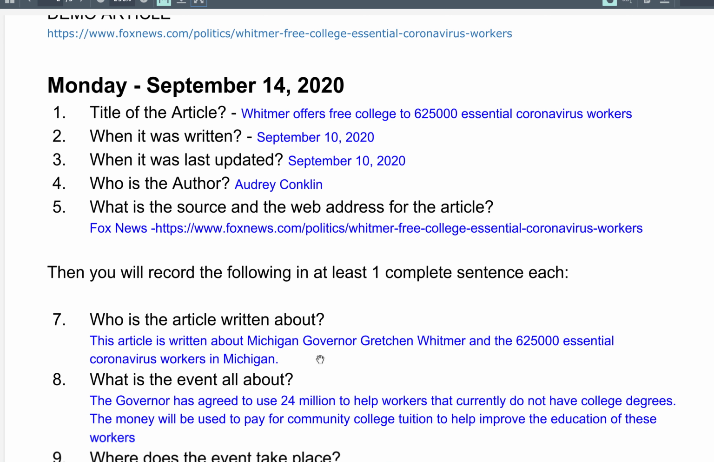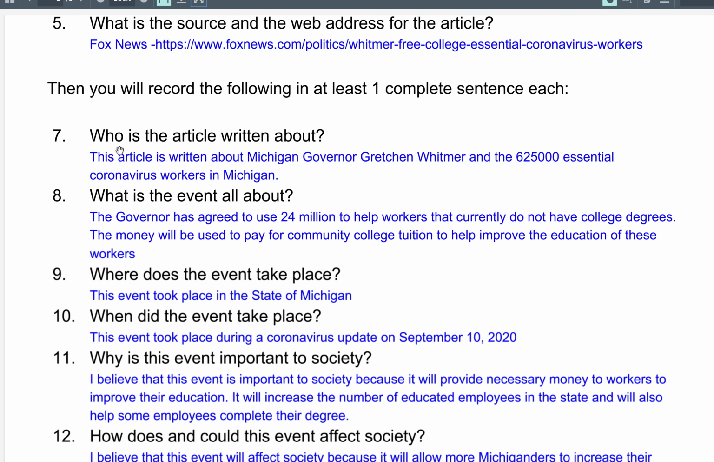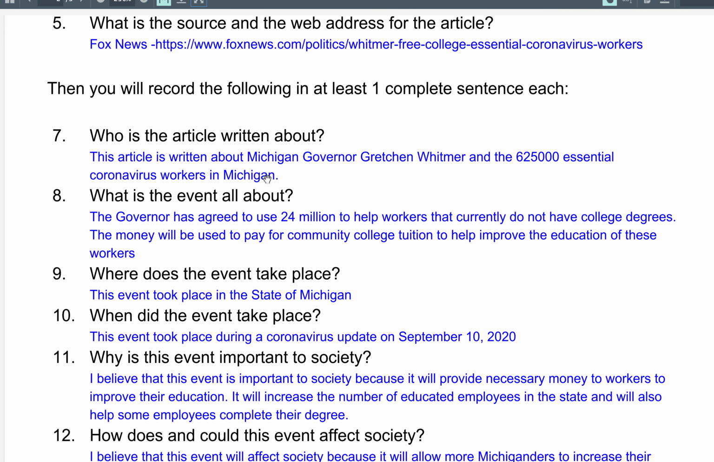Who is the article written about? And this is a full sentence. This article is written about Michigan Governor Gretchen Whitmer and the 625,000 essential coronavirus workers in Michigan. What is it about? The governor has agreed to use $24 million, for a dollar sign, to help workers that currently do not have college degrees. The money will be used to pay for community college tuition to help improve the education of these workers.